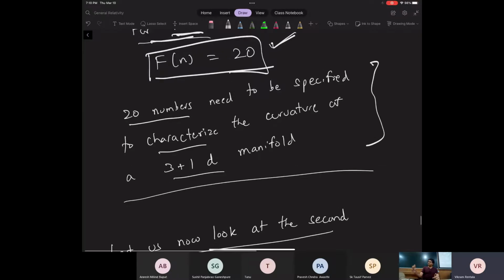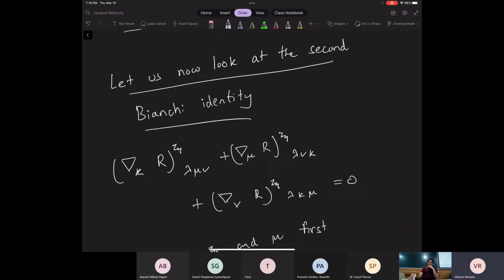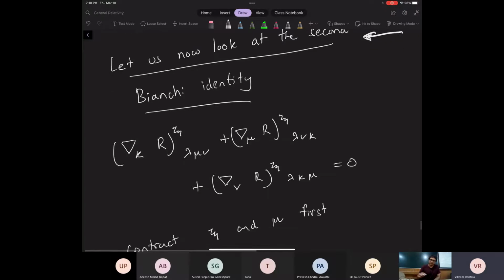Okay, we'll see these examples later on. Okay, so now let's come to the new stuff that we're going to discuss today. The first thing that we're going to do is look at the second Bianchi identity. The second Bianchi identity involved derivatives.